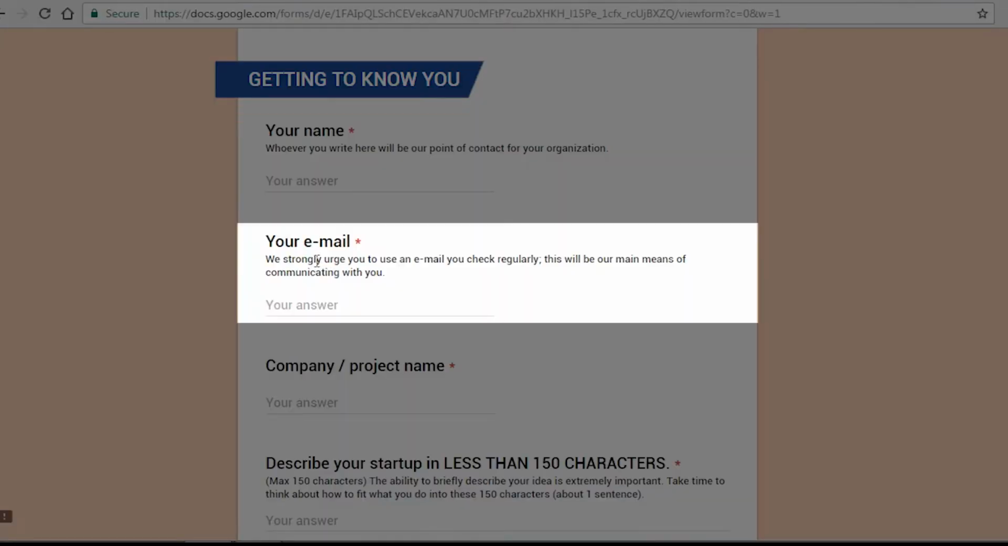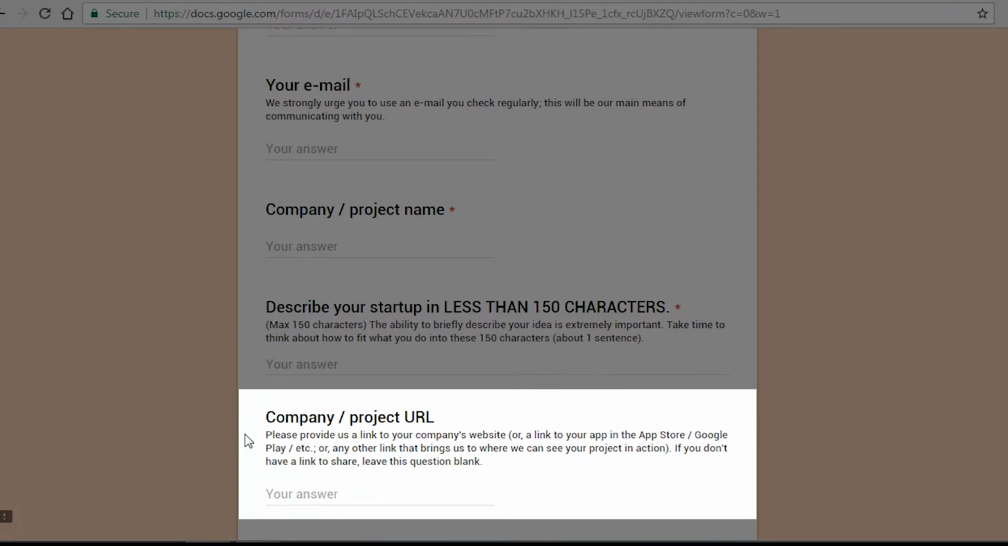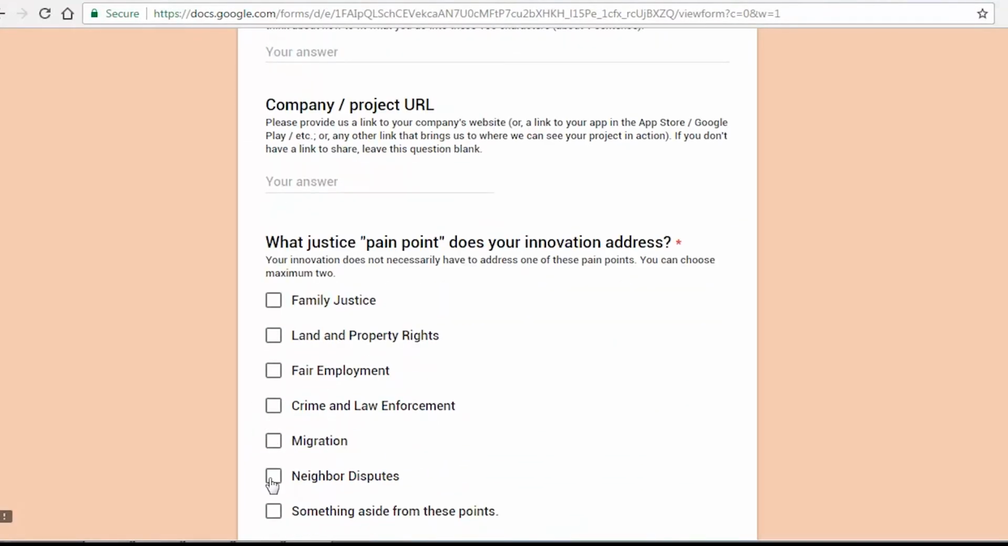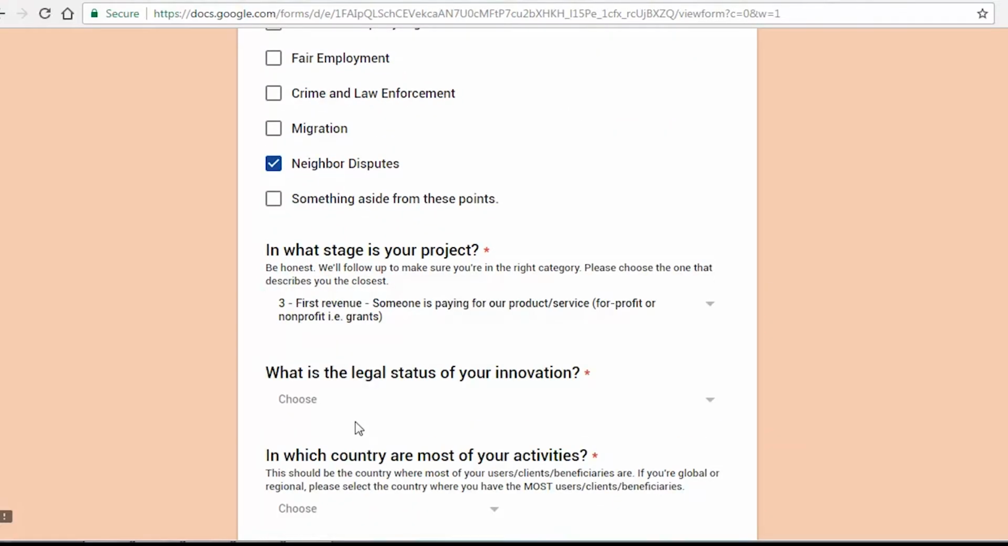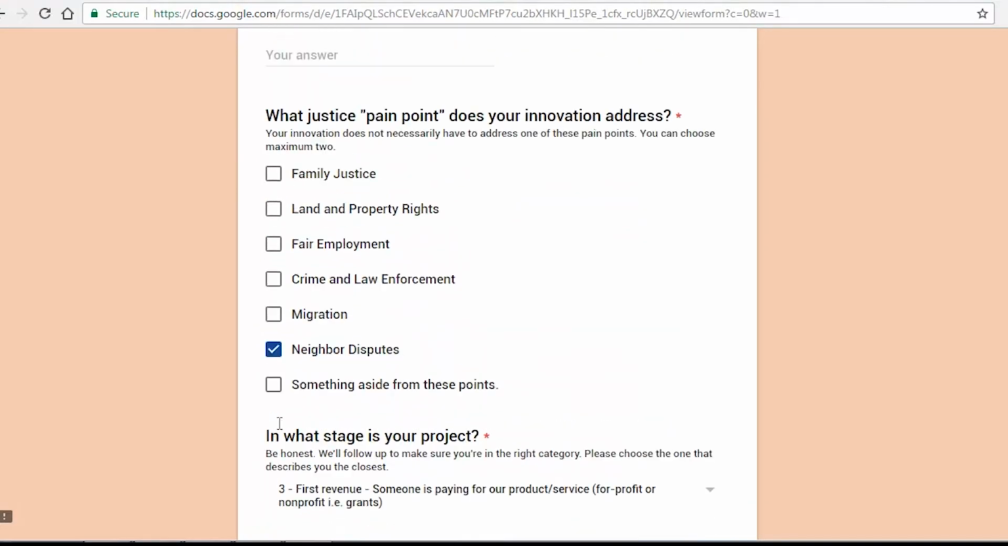Fill in your name, email, and the name of your project. A URL for your initiative. If one of these pain points describes what you're working on, please select whichever one is relevant. Also let us know how far your project has progressed, its legal status, and your country. Please also be specific when you tell us how you heard about the Innovating Justice Challenge.